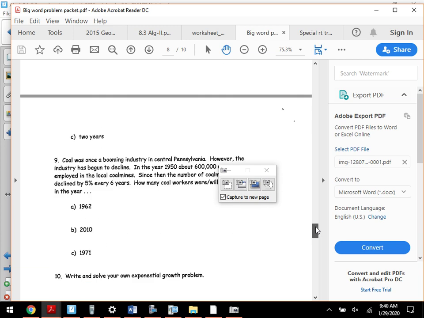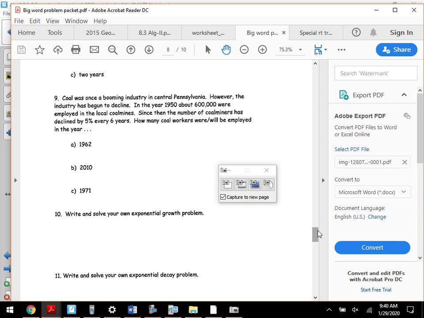Number 9, let's see. Again, this is like every 6 years. So the time elapsed, the first one was 12 years. How many times does it happen? It happens twice. So it's 12 divided by 6, you get 2. So my first part was approximately 541,500. After that, it was 60 years elapsed. Every 6 years means my x1 becomes 10.